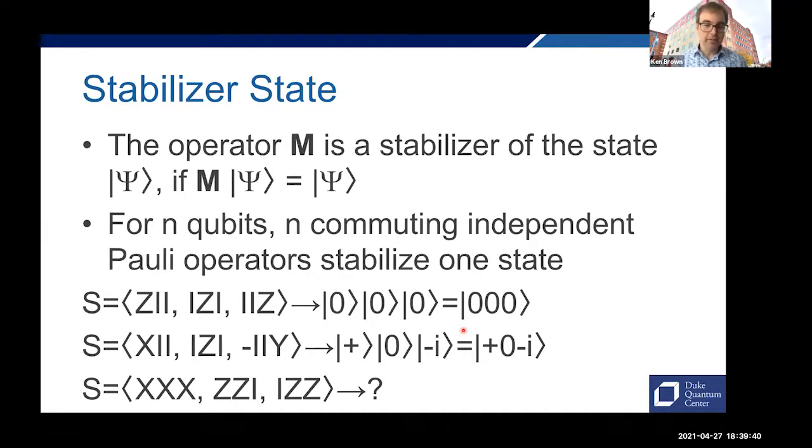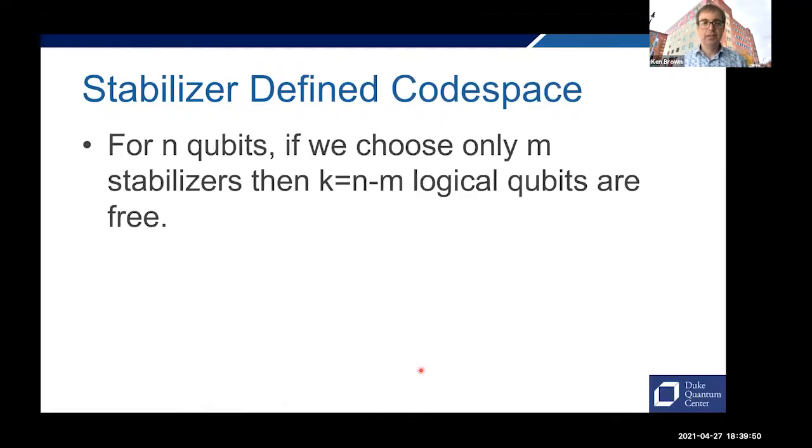Anyway, we just wrote down this state on the other piece of paper. And now what we want to do is move from states to code spaces. For n qubits, if we choose only m stabilizers, then there are extra degrees of freedom which become the logical qubits. So k equals n minus m logical qubits are free. When we look at these stabilizer generators, we should note first that these are exactly the two parity checks of this original classical code.